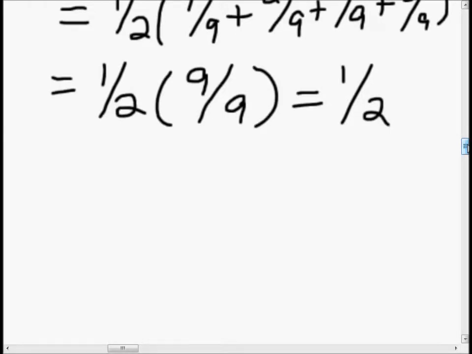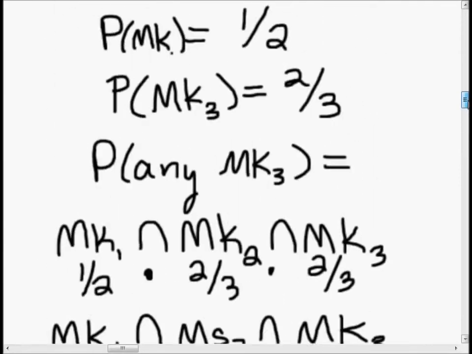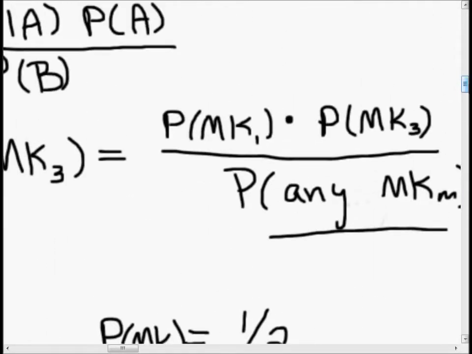So let's go back to our formula. I'm going to just be lazy. I'm going to scroll up here. Oh, where is it? The probability that he makes his first shot times the probability that he made his third shot, over the probability that he makes any of his third shots.